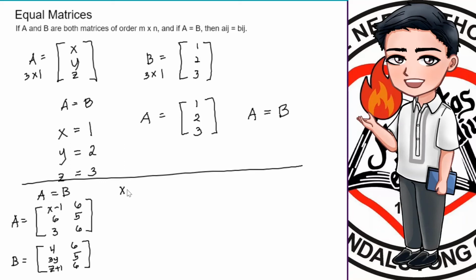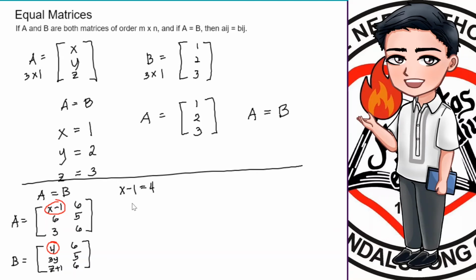So let's say x minus 1. What value in our matrix B is in the same position? So let us look into our matrices. X minus 1 is located in row 1, column 1. How about in matrix B? What element is located in row 1, column 1? So that is 4. So we can write this one as x minus 1 is equal to 4. So solving this, solve for the value of x.